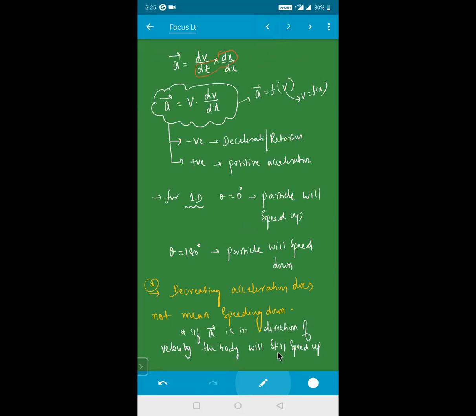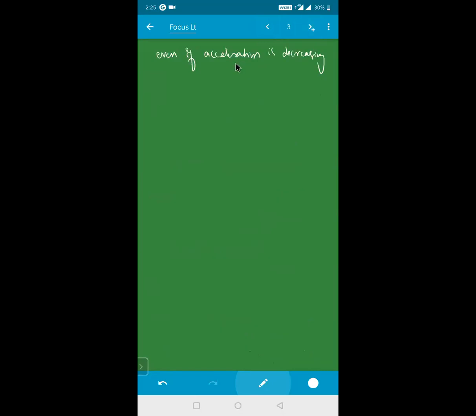So the body will still speed up, even if the acceleration is decreasing. Is that point clear, everyone? Yes, sir. Now see this point also. This is also very, very important.